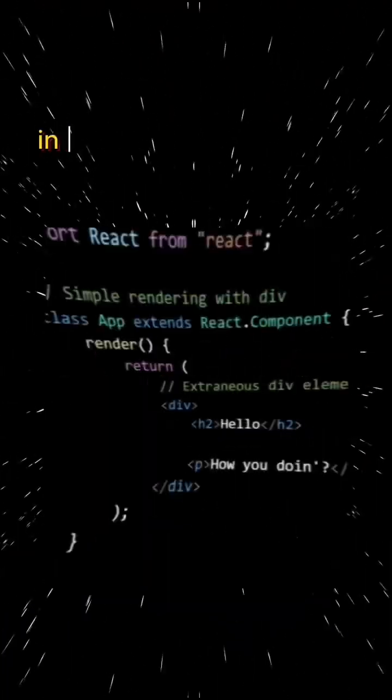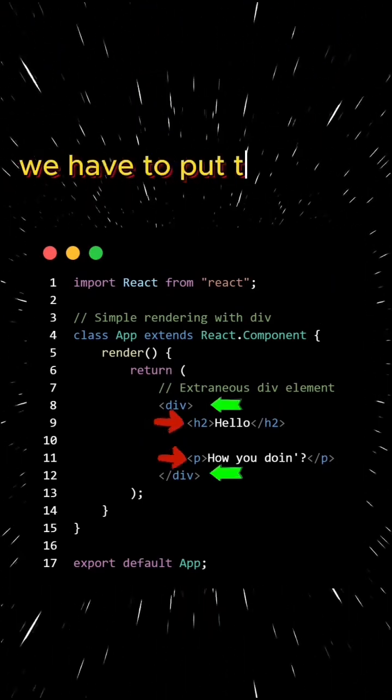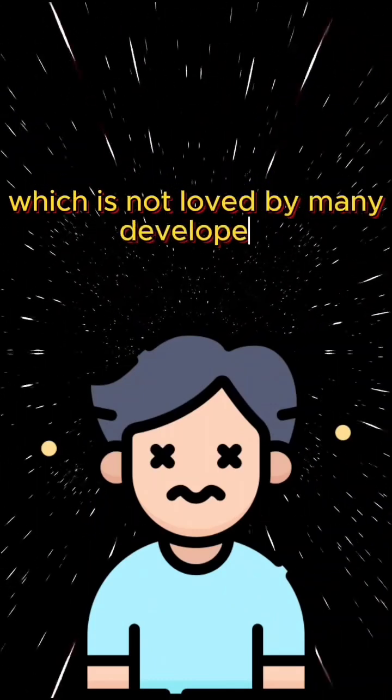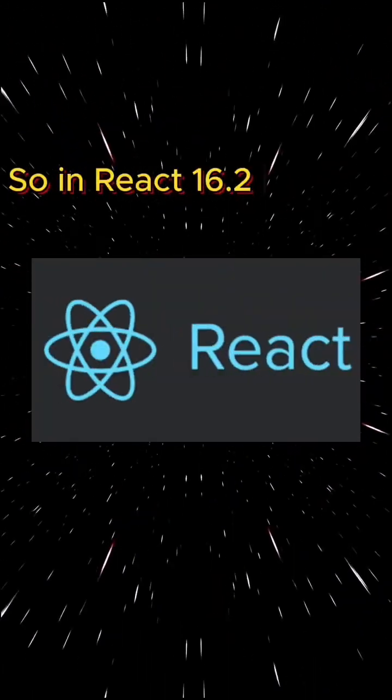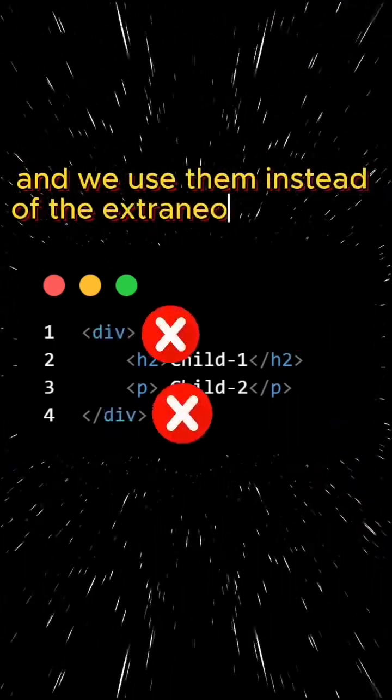For example, in this code, when we are trying to render more than one root element, we have to put the entire content inside the div tag, which is not loved by many developers. So in React 16.2 version, fragments were introduced, and we use them instead of the extraneous div tag.